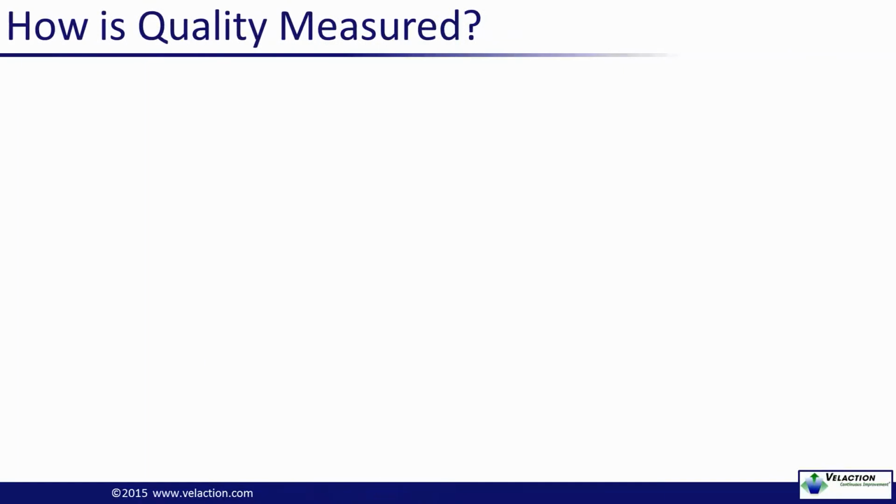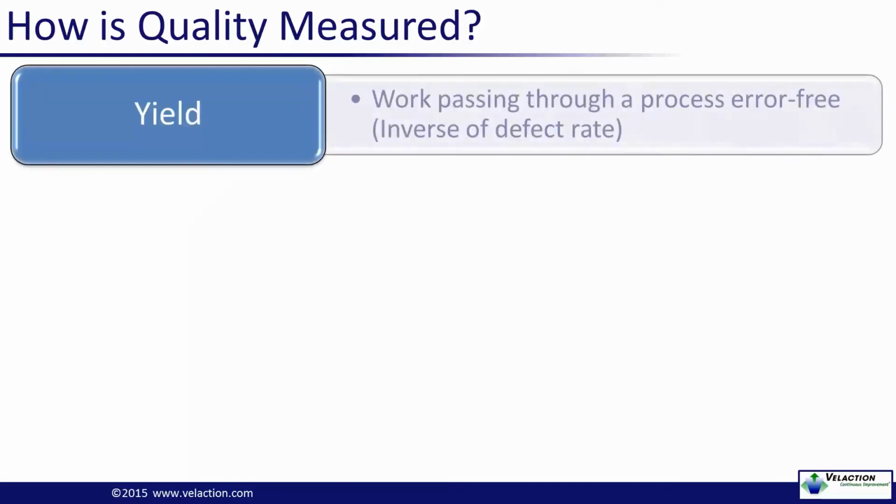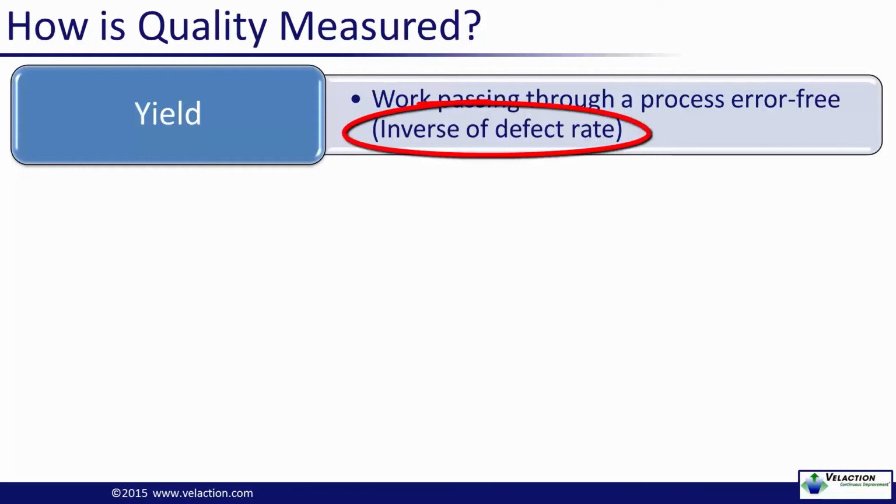While quality can be quite subjective from a customer point of view, it is important to take a quantitative approach to any quality improvement program. So how is quality measured? Let's look at a few common metrics. Yield is the percentage of work that passes through a process error-free. Basically, it is the inverse of the defect rate.